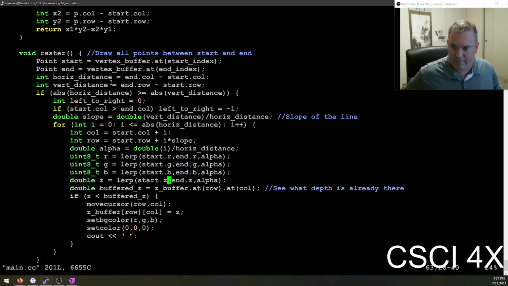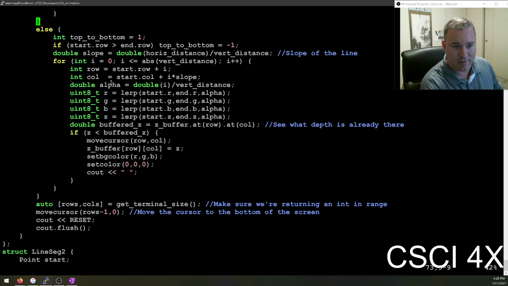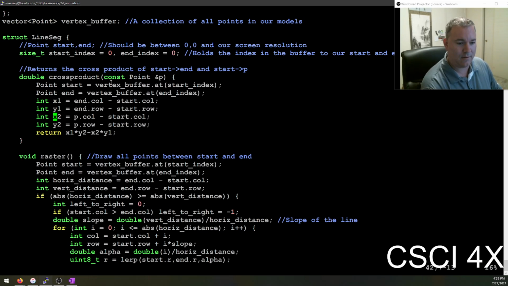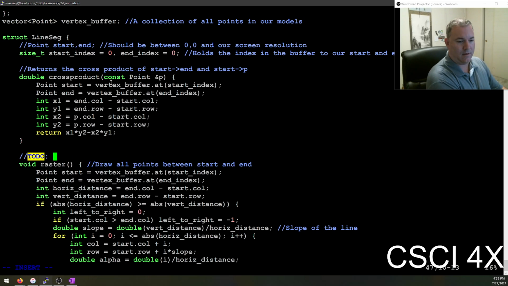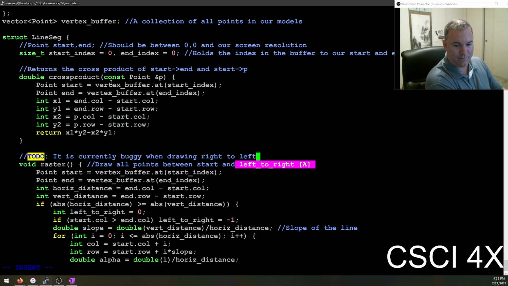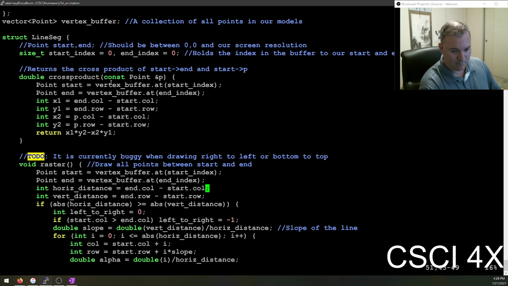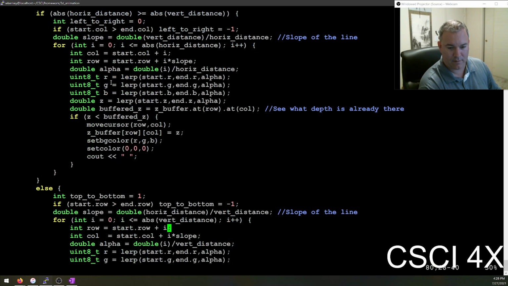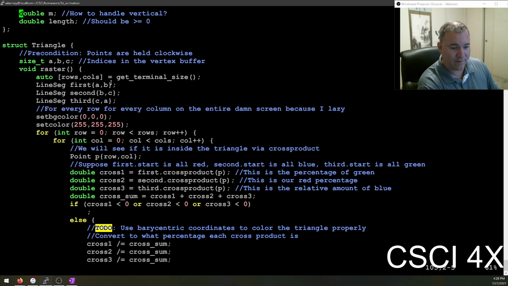What I want you guys to do is, if we just don't do the line rasterization at all, here, let me make a note of that. Draw points to start and end. To do: it is currently buggy when drawing right to left or bottom to top. So right now we need to handle those cases. I'm just going to leave that as a note. We don't need to use it, so that's the good news.